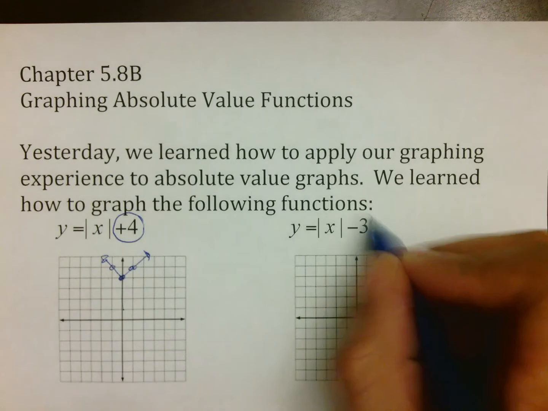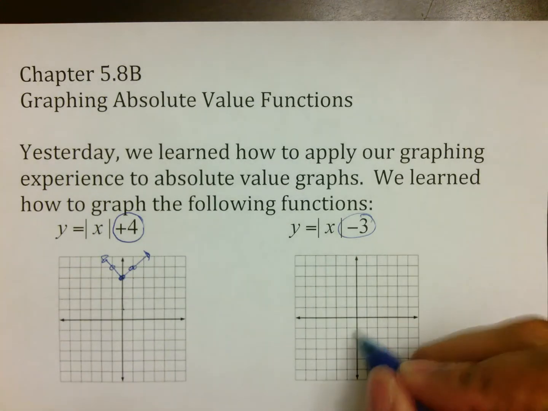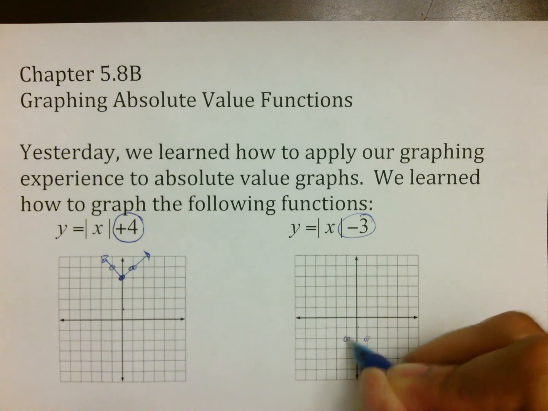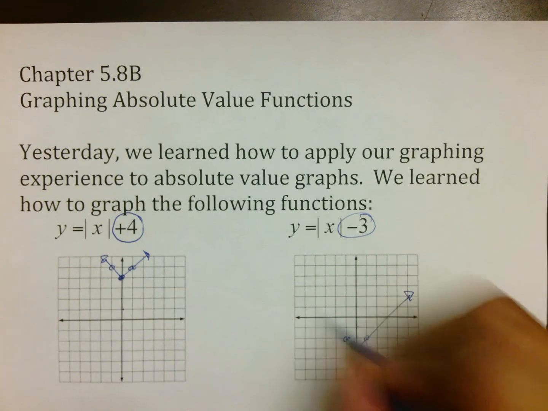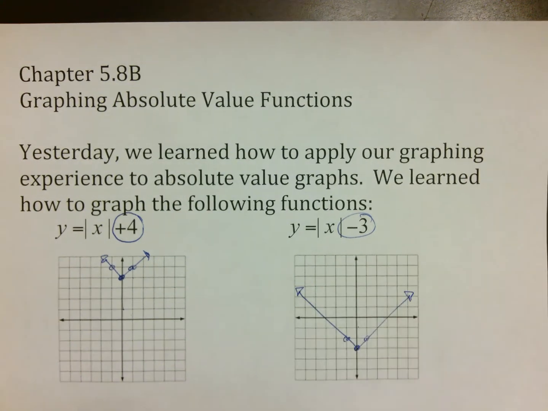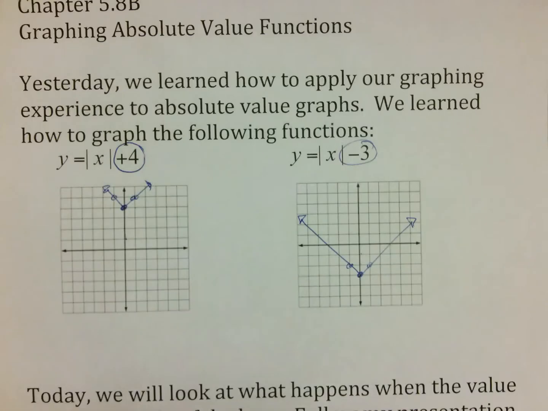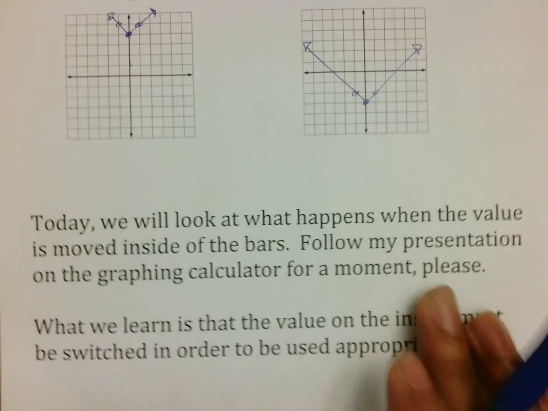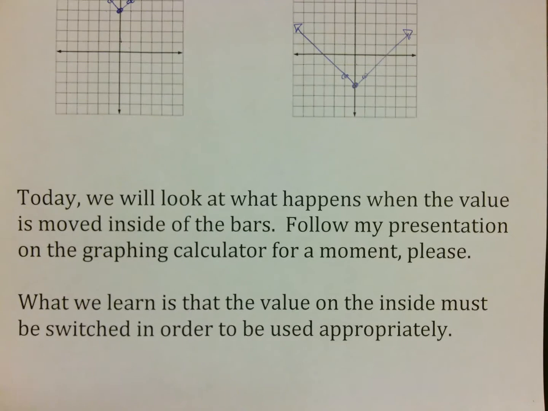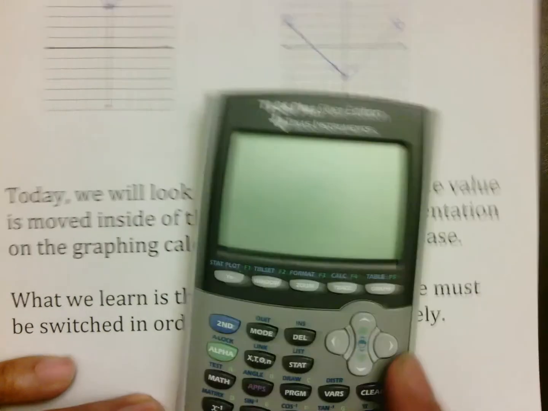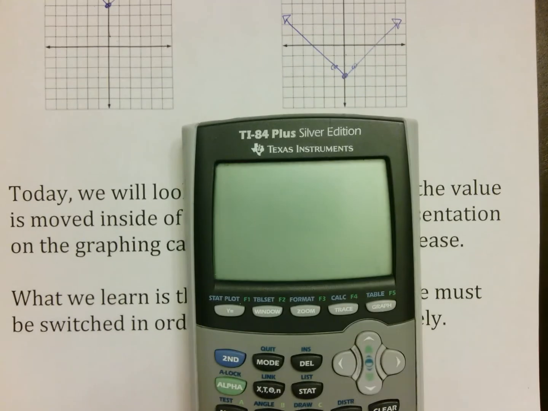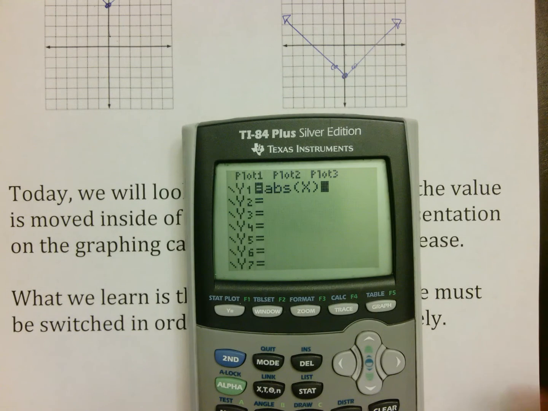We also learned how to look at this, which is minus 3, which tells us to go down 3. And because it's an absolute value graph, it has a V shape, and so therefore we have that V there. Today what we're going to do is look at what happens when the value is moved inside the bars, because notice that this value is on the outside. Follow my presentation for a moment as we just kind of talk about this. So again, just watch for a moment and think, because if you don't think, it's not going to help you.